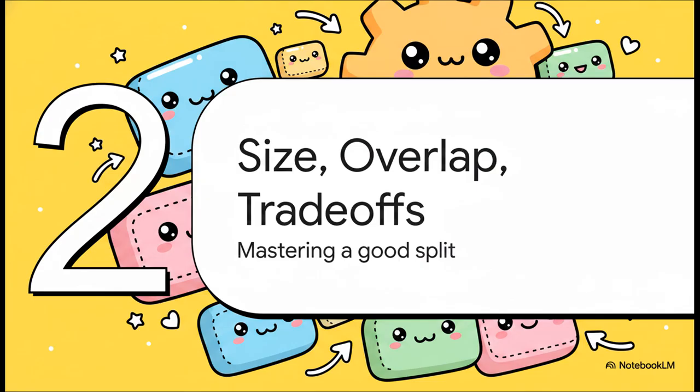Okay, so we're all on board. We know we need to split. But how we split? Well, that's where the real art and science comes in. So let's get into the mechanics of two key things, size and overlap.